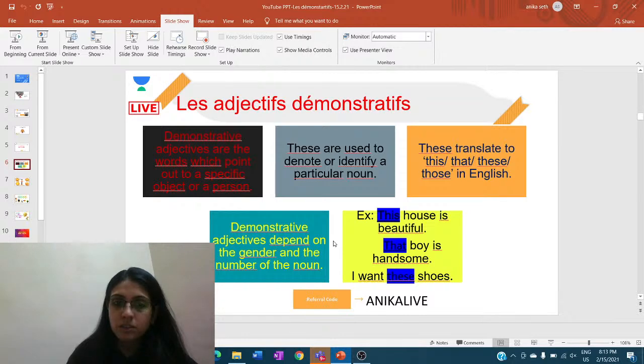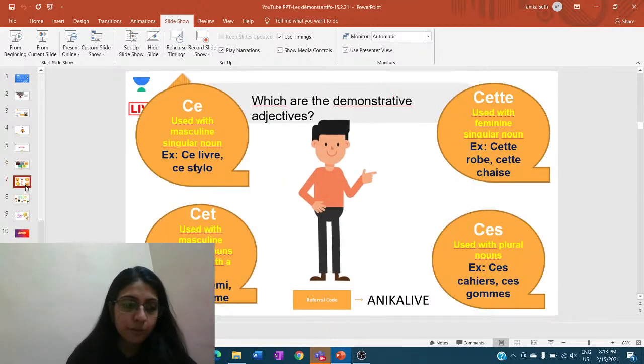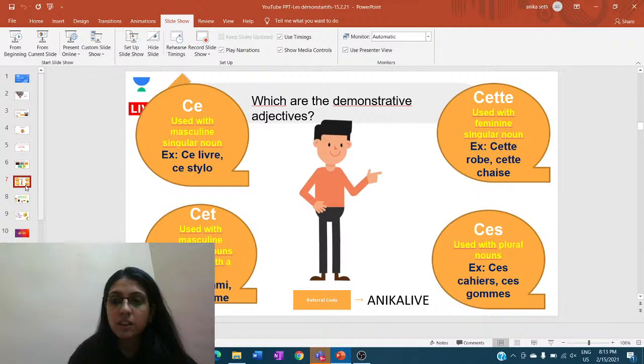And based on this, we have four demonstrative adjectives. First one is "ce", which is used for masculine singular nouns like ce livre, ce stylo. So the noun which is masculine and in the singular form like livre, stylo, cahier, crayon, taille-crayon, dossier, manteau, be it any noun, we use the demonstrative adjective "ce", right?